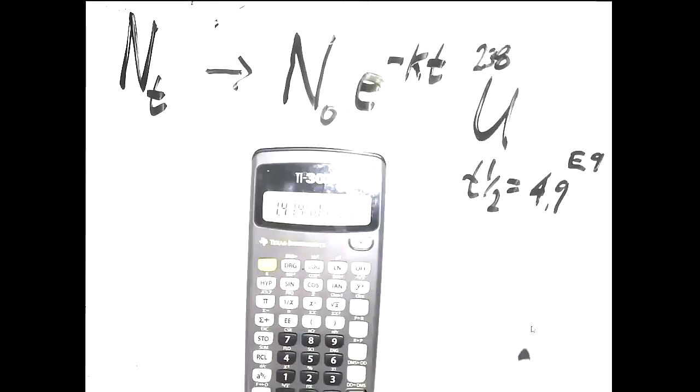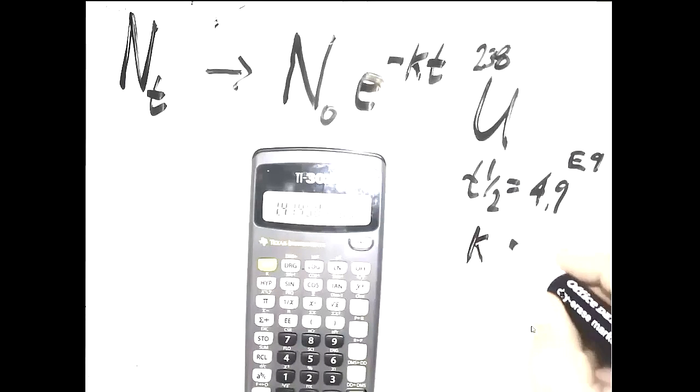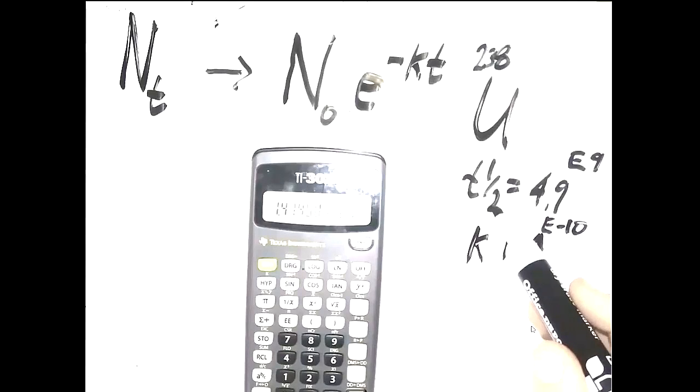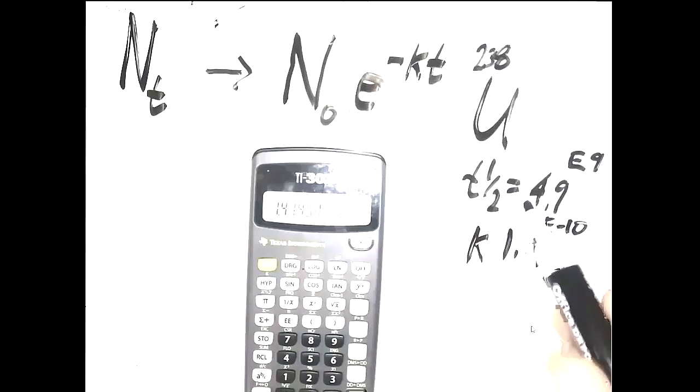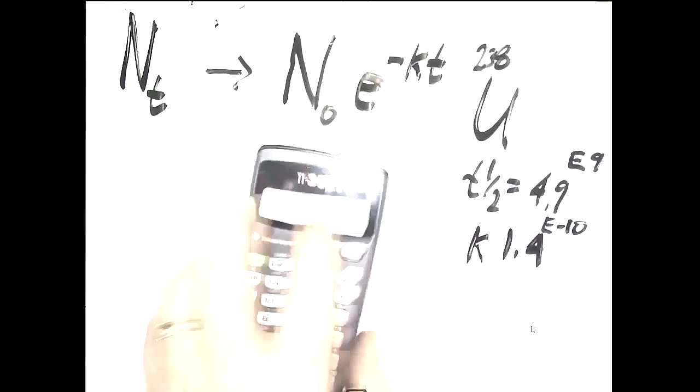So in this equation, K will be 1.4 E negative 10. That's K. How did we get K? We took the half-life that was given and we used it to divide the natural log of 2. Okay, so there's our setting.